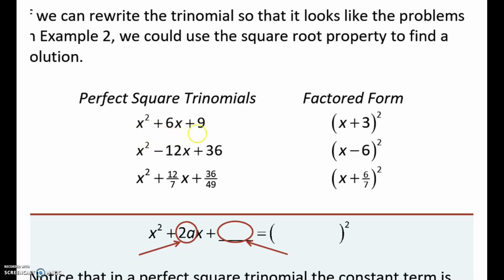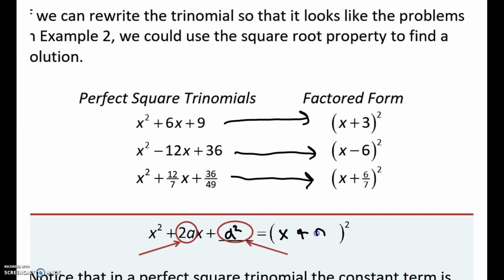If I have x squared plus 6x plus 9, that's the same thing as, in factored form, (x plus 3) squared. X squared minus 12x plus 36 produces (x minus 6) squared, and x squared plus 12/7 x plus 36/49 is (x plus 6/7) squared. So in general, our perfect square trinomial is of the form x squared plus 2a x plus a squared equals (x plus a) squared.